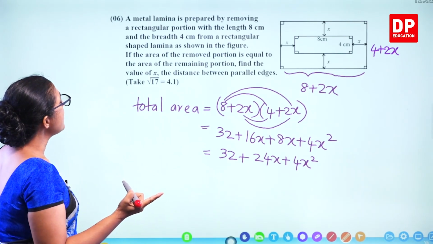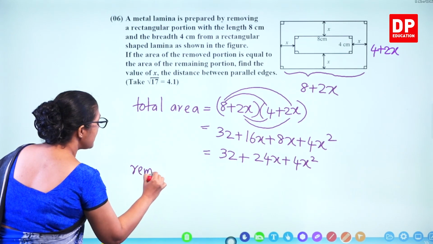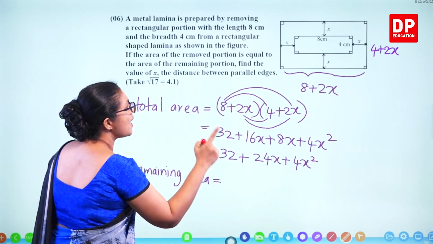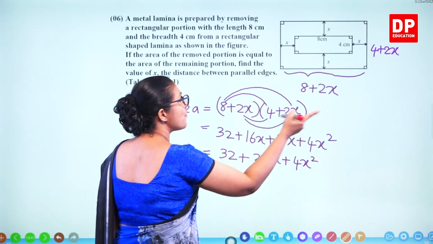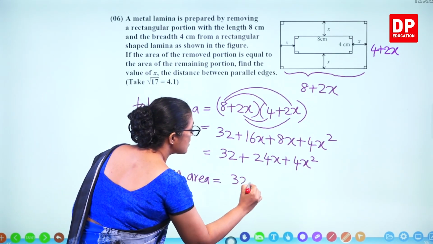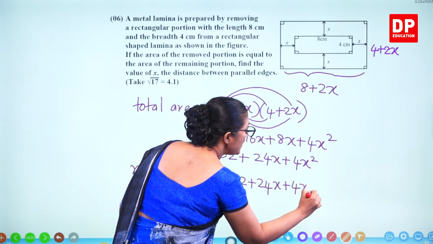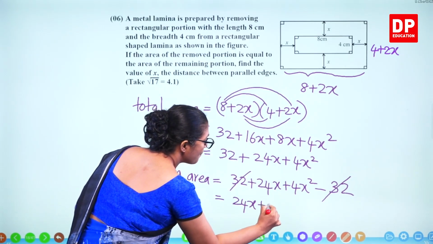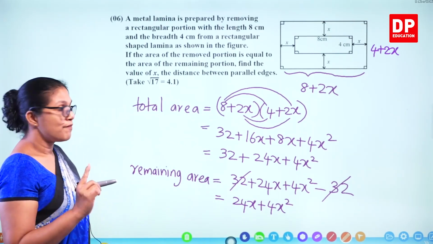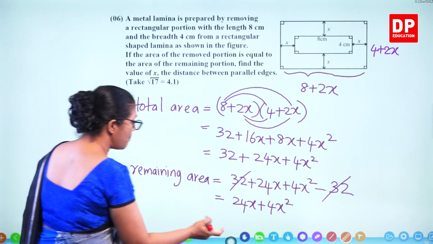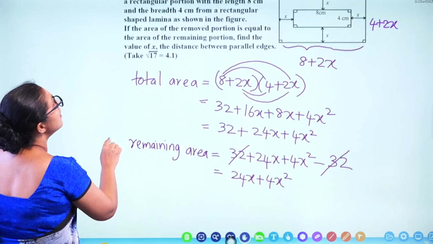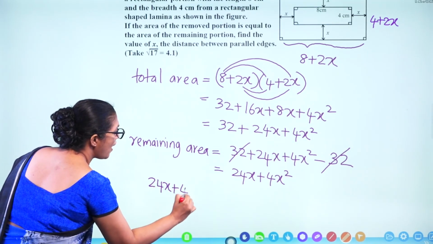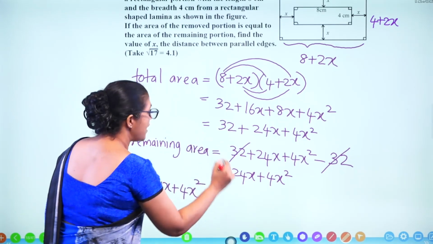Now, what's the remaining area? The removed area is 8 times 4, 32. You have to subtract it from the whole area. So this value minus 32. So what's the remaining area? You get this. So the remaining area is equal to the removed area. So equate. The remaining area is 24x plus 4x squared and the removed area is 32.